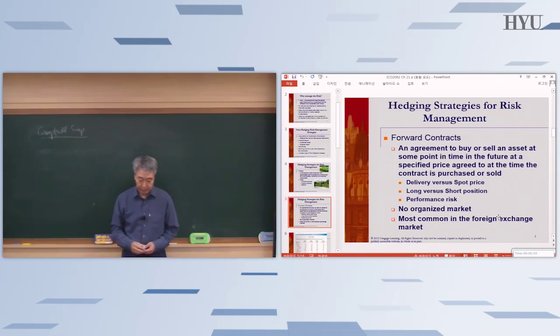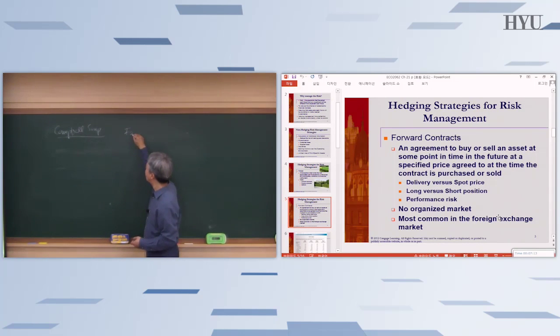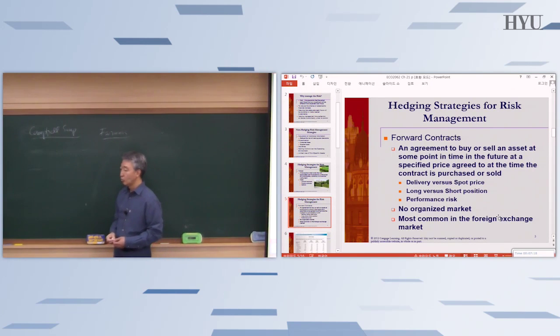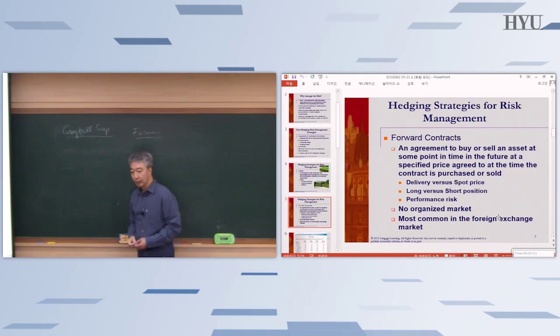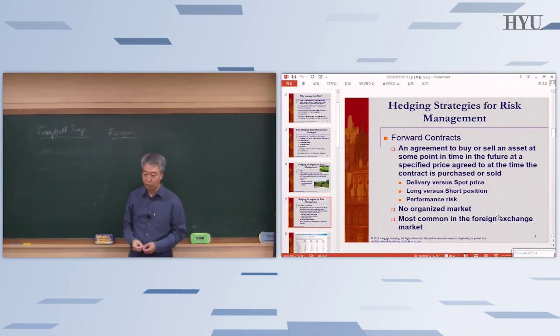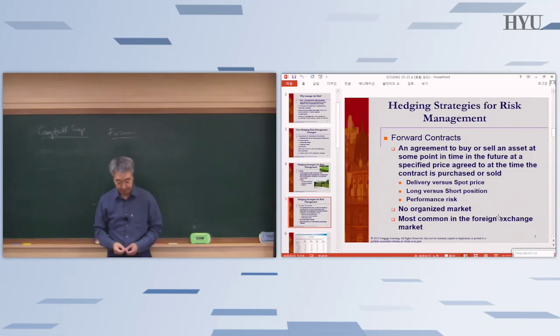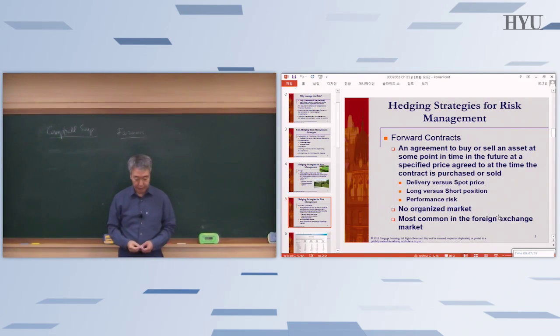Okay, so we have delivery versus spot price. Delivery price is the same thing as exercise price. So on a certain day, the supplier, the farmer here, or the person who took a short position on the forward contract, promises to deliver this item at a set price, an agreed upon price. That's the delivery price. Spot price simply means the market price at that time.